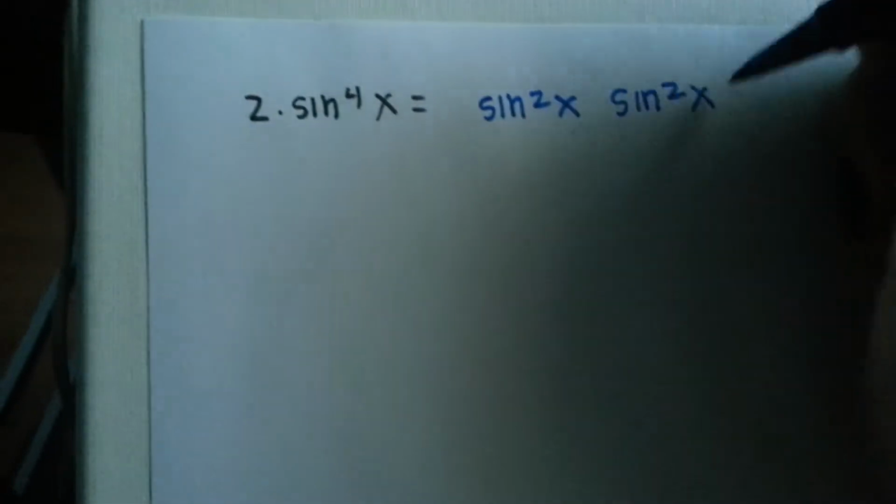So this is number 2 on the SSS packet. We have sine to the 4th power x. In order, we have to power reduce this to the power of 1. So what we're going to do is first factor this out so we can use our power reducing formulas. We're going to factor this out into sine squared x times sine squared x.